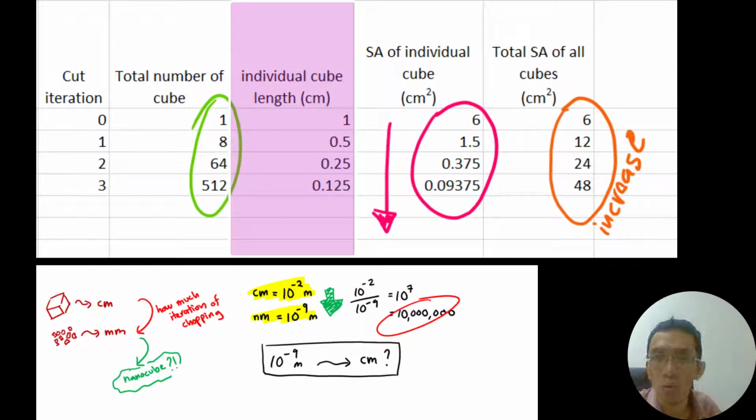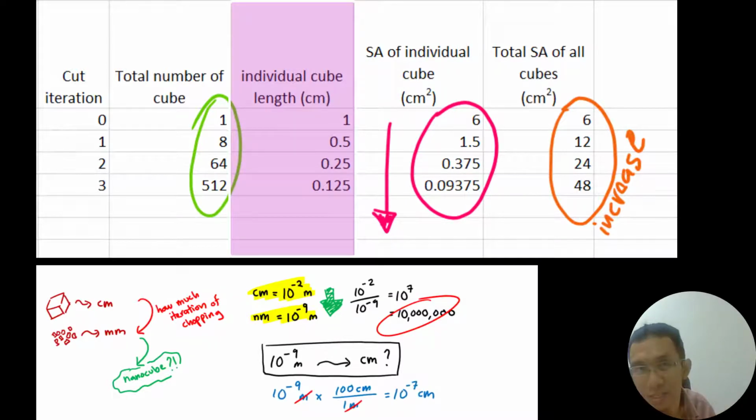So in order to know what value in this row we need to reach to get to nanocube, we have to correlate our target scale, 10 to the power of negative 9, or nano region, to our original scale, which is centimeter. When we do the calculation, we will see that nano is also equivalent to 10 to the power of negative 7 centimeter, meaning that once the value of the cube reaches this level, it will be in nano length.